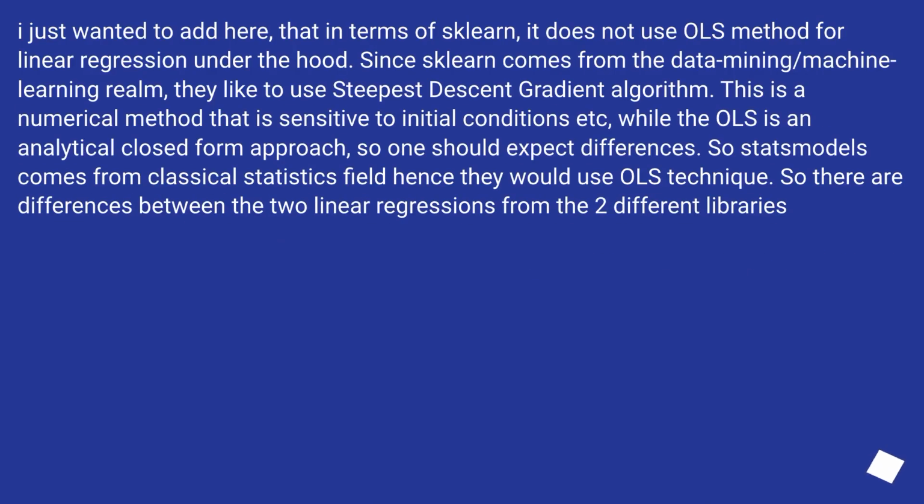I just wanted to add here, that in terms of Scikit, it does not use the OLS method for linear regression under the hood. Since Scikit comes from the data mining/machine learning realm, they like to use a steepest descent gradient algorithm. This is a numerical method that is sensitive to initial conditions etc., while OLS is an analytical closed-form approach, so one should expect differences. Statsmodels comes from the classical statistics field, hence they would use the OLS technique. So there are differences between the two linear regressions from the two different libraries.